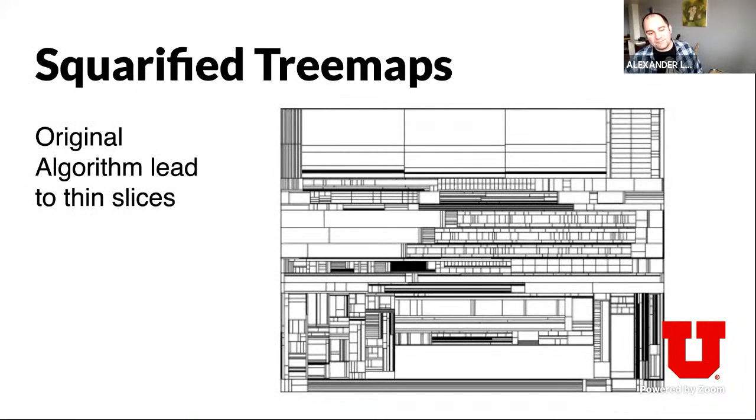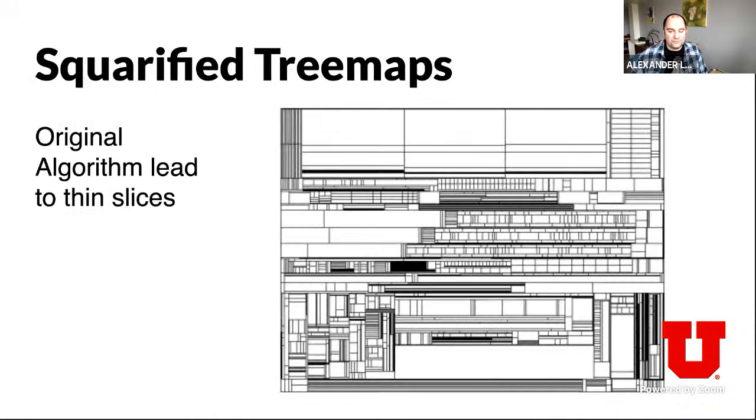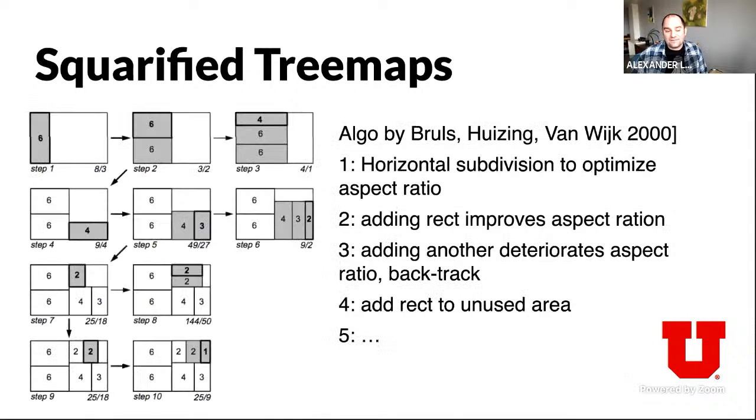The original tree map algorithm by Ben Shneiderman from 1991 tended to produce very thin slices that are not particularly pretty. Instead, Jarke van Wijk's team has developed this squarified tree map approach. Here, the idea is that you do a horizontal subdivision to optimize an aspect ratio, and then add rectangles that improve the aspect ratio.